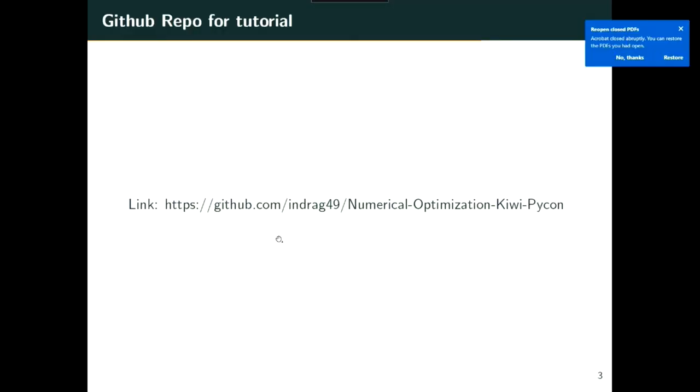Okay, so this is the link to the GitHub repo. So if you have cloned the repo, that would be really helpful. For me also.